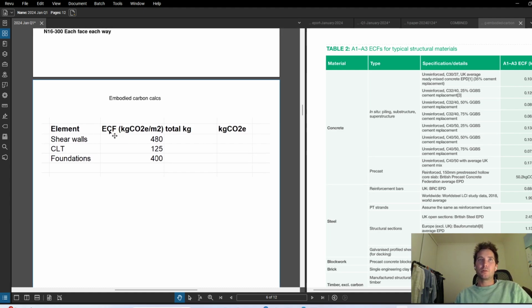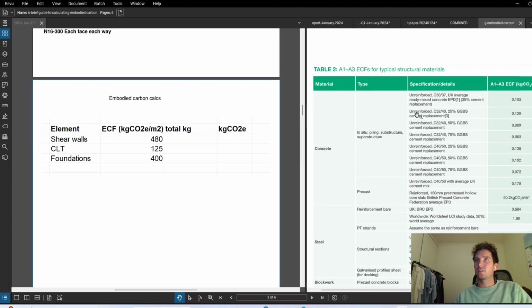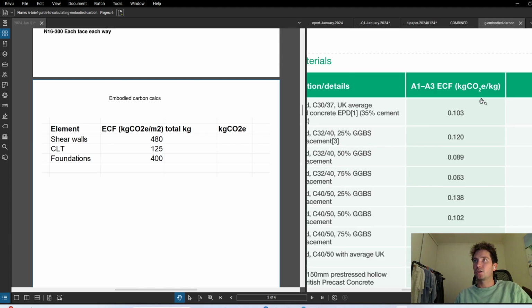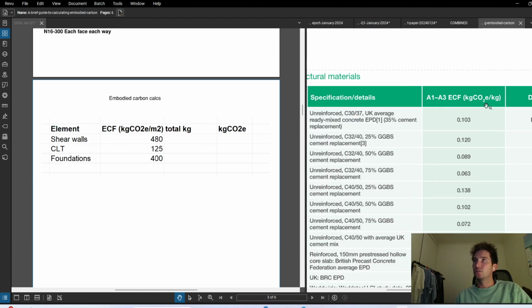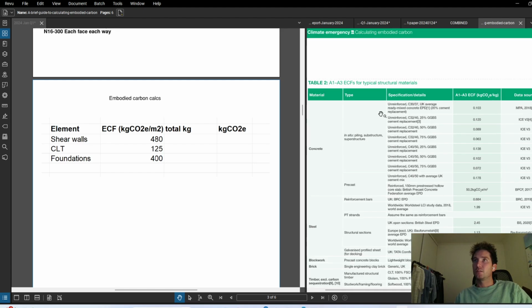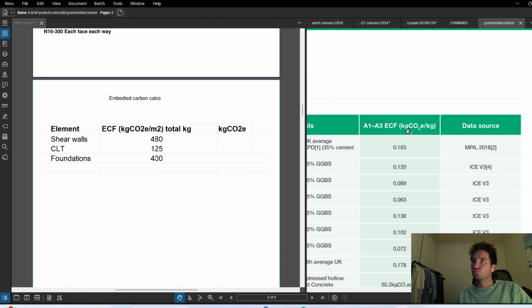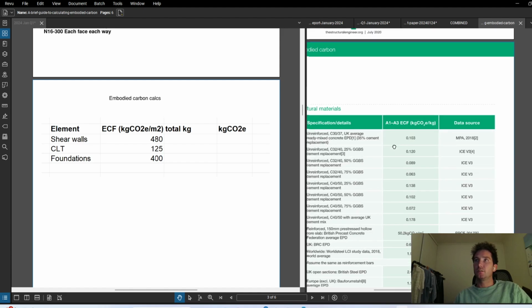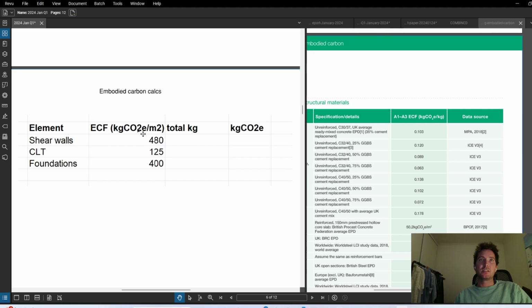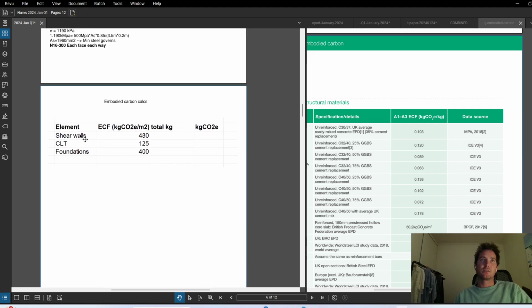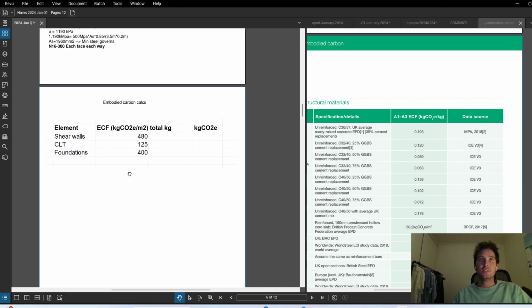But these embodied carbon factors, instead of in the unit of kg per meter cube, which I believe these ones here are, per kilogram, sorry. Yeah, this one here is like a function of area. But essentially, what I plan on doing for my embodied carbon calcs is really a simple table like this, where I look at my critical elements. I've got my shear walls, my CLT floor plate, and my foundation.